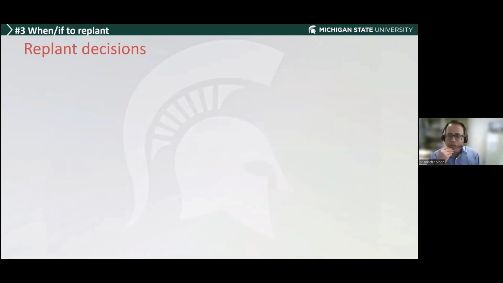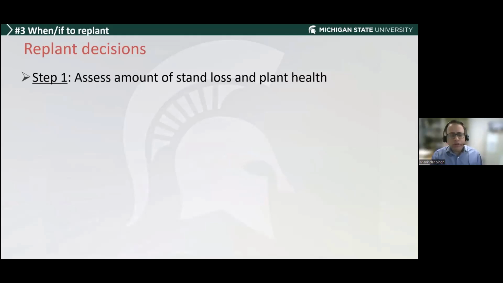The number 3 and the last point I wanted to make here is, again, we don't want to go there, but we know things happen. And what do we think in terms of replanting decisions, right? That to me is very critical. And there has been some change in thinking over the years on this. As we all know, if we're dealing with a relatively poor stand, number 1 is go out and assess that stand and the health of that stand.